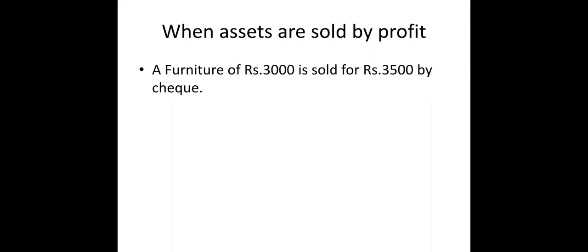ઓકે, one more transaction, student. A furniture of 3,000 is sold for 3,500 by cheque. Okay, student, we are selling furniture 3,000નું ફર્નિચર સ્ટુડન્ટ 3,500માં વેચ્યું. ઓકે, મશીન ફર્નિચરની બુક વેલ્યુ 3,000 છે. બુક વેલ્યુ મીન્સ કે આપણી બુક પ્રમાણે એની વેલ્યુ 3,000 થાય છે, પણ જ્યારે વેચ્યું તો આપણને 3,500 મળ્યા સ્ટુડન્ટ. સેલિંગ પ્રાઇસ ઇઝ 3,500. When selling price is more than book value, then it is a profit. It is a profit of 500.